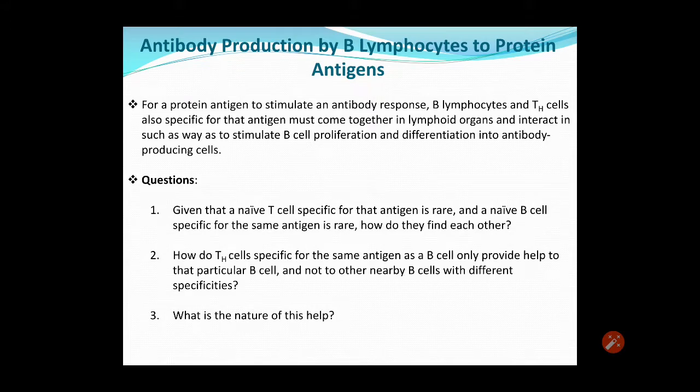And so the question is, how do they manage to find each other? Do they go on dating websites or what, right? The other question is, when that appropriate T cell meets the B cell and starts providing help, how is that help only given to its corresponding B cell and not to other B cells which might have specificities for other antigens? And then thirdly, what is this help? What form does this help take?